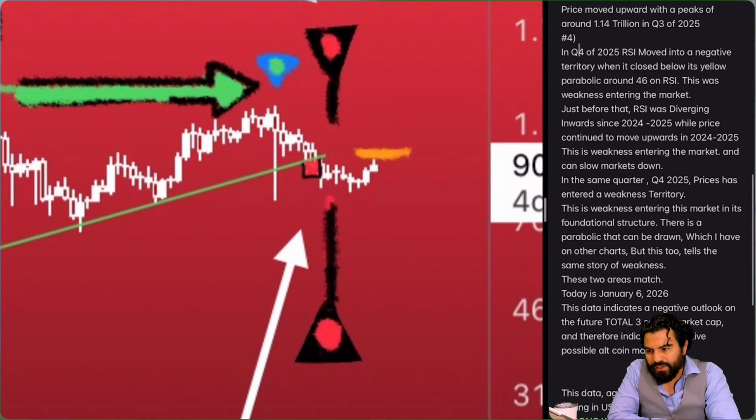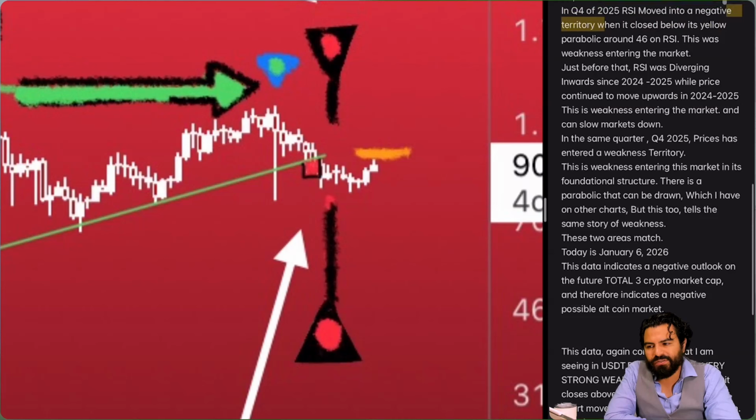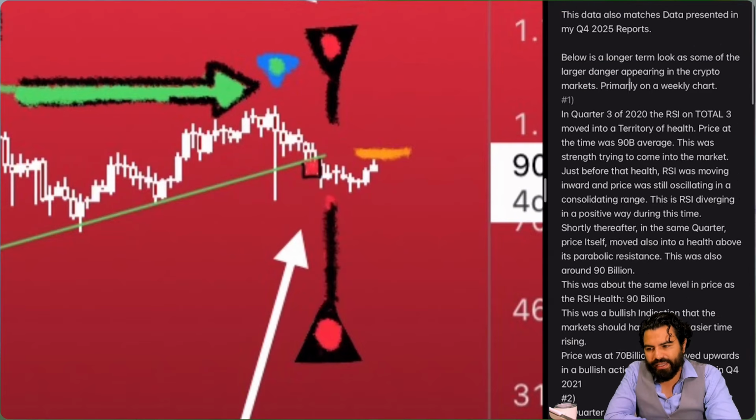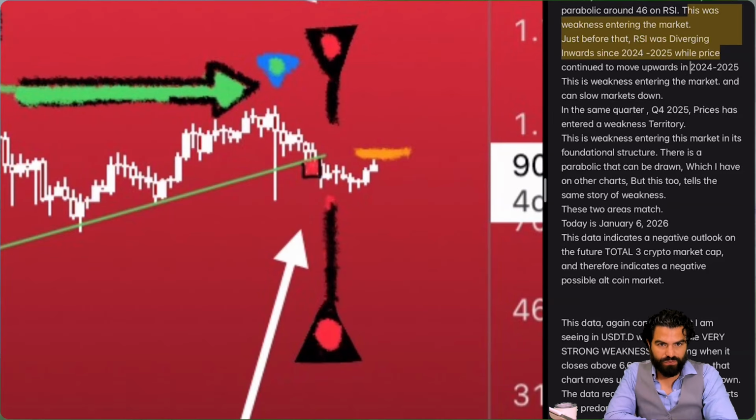All right. Quarter 4, RSI moved into a negative territory when it closed below its yellow parabolic. And that's the one I just drew for you guys. This was weakness entering the market. Just before that, RSI was diverging inwards since 2024 to 2025 when price continued to move upward in 2024 to 2025. This is weakness entering the market and can slow markets down.